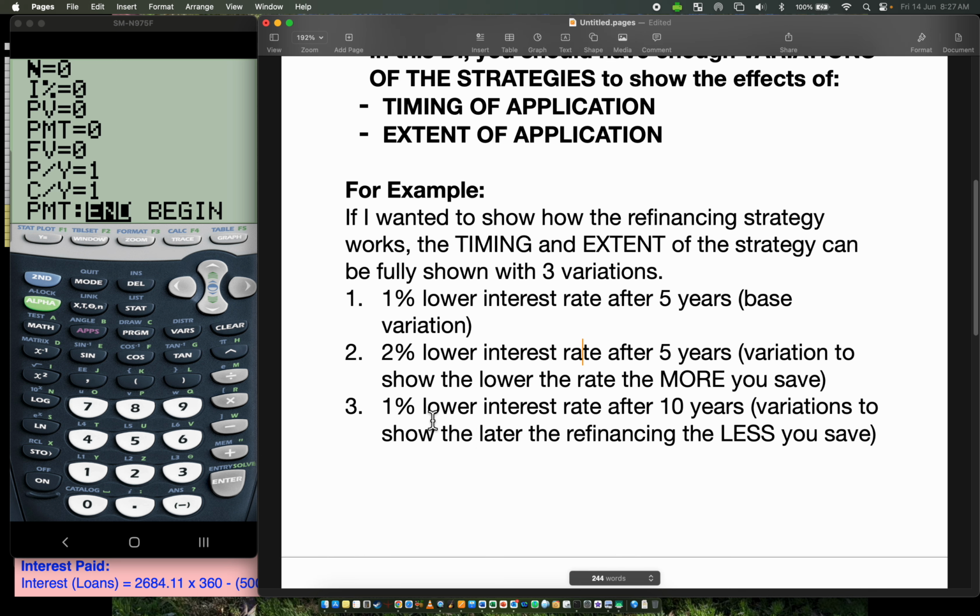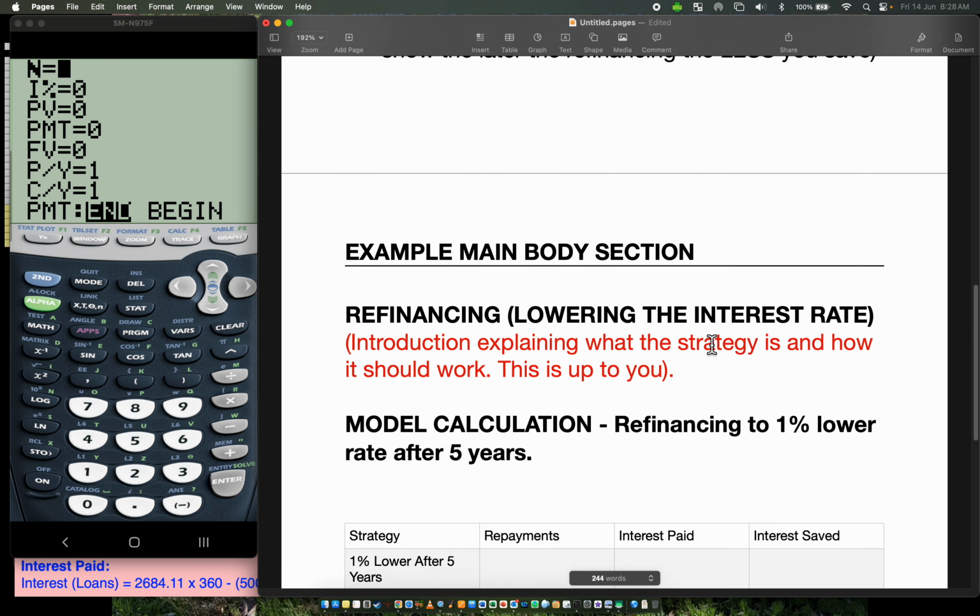And then the third strategy, 1% lower, so the same as the first one again, but after 10 years. So what's the only difference between strategy 1 and 3? It's the timing. So this one is going to show the effect of timing. And the later the refinancing, the less that you're going to save. So that I can talk about, in the analysis, the lower the rate that I can get with a different bank, the better for me. That's a trend. And the later that you do it, the worse it is for you, which is another trend. So that you can say that if you have an opportunity to lower the rate, you want it as early as possible. Okay, so let's do this.